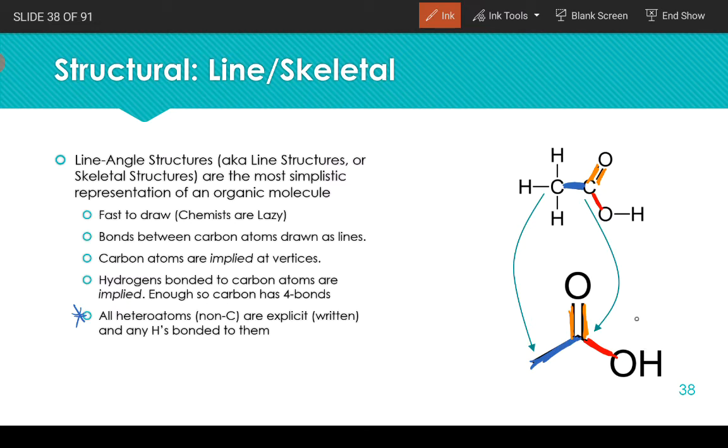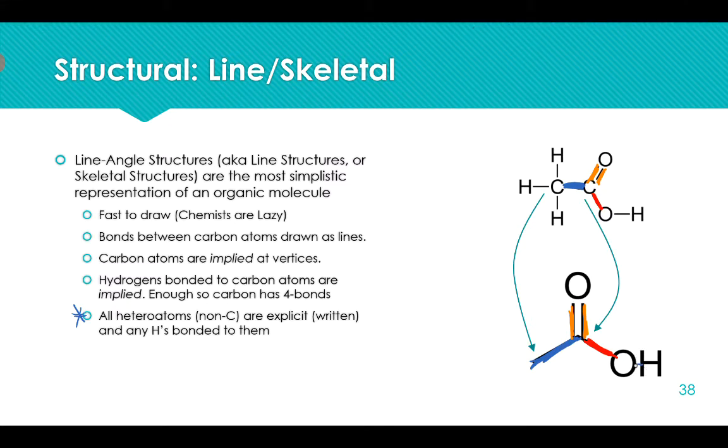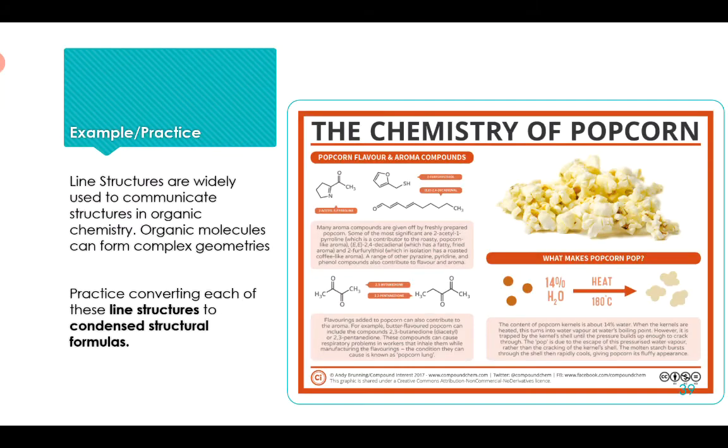And then this bond here is optional. You could draw out the bond between oxygen and hydrogen, or you can just have it written as OH, and then it's implied. So for instance here, there are different line structures in this figure for the chemistry of popcorn.